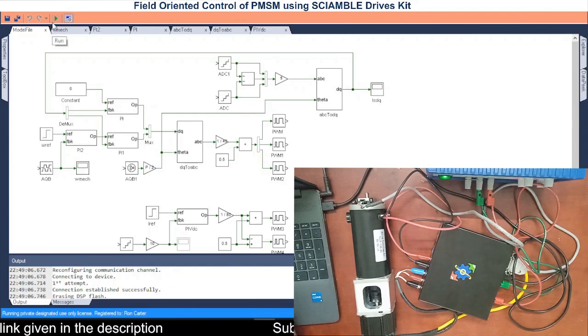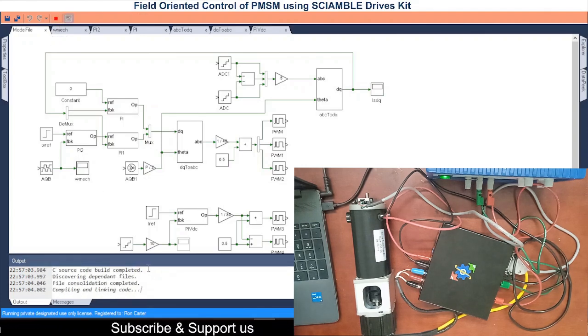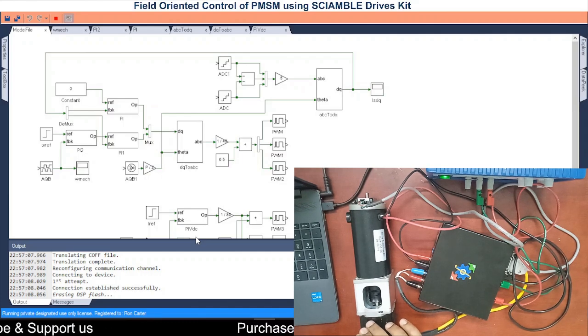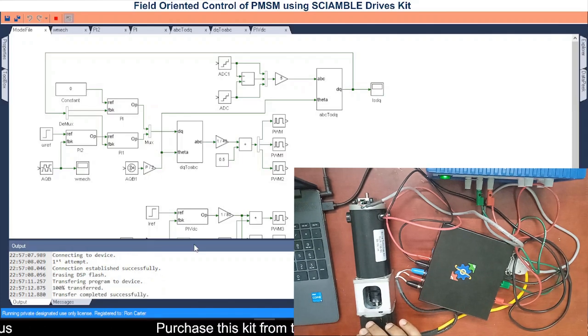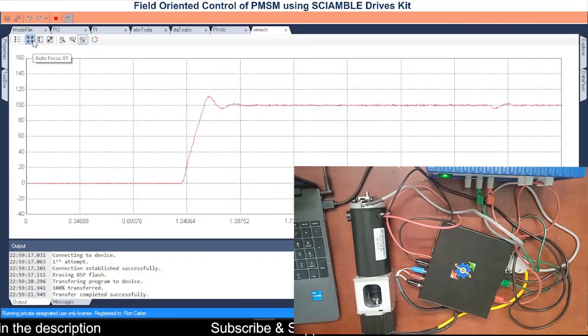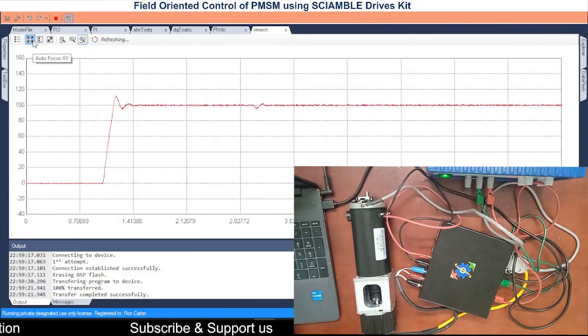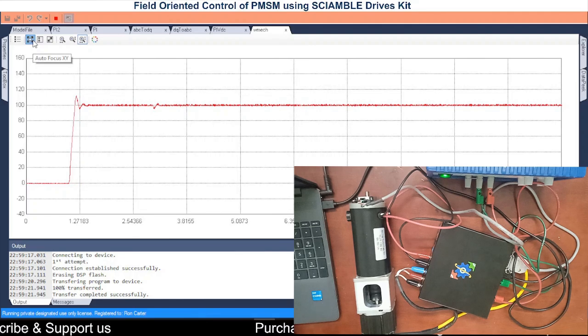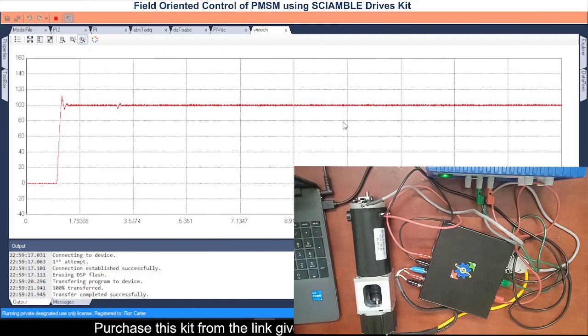So let us run the simulation, run the model based controller now. As you can see, it is building. As you can see, the speed is settling perfectly at 100 radians per second. When you press this, you can see the time getting changed.